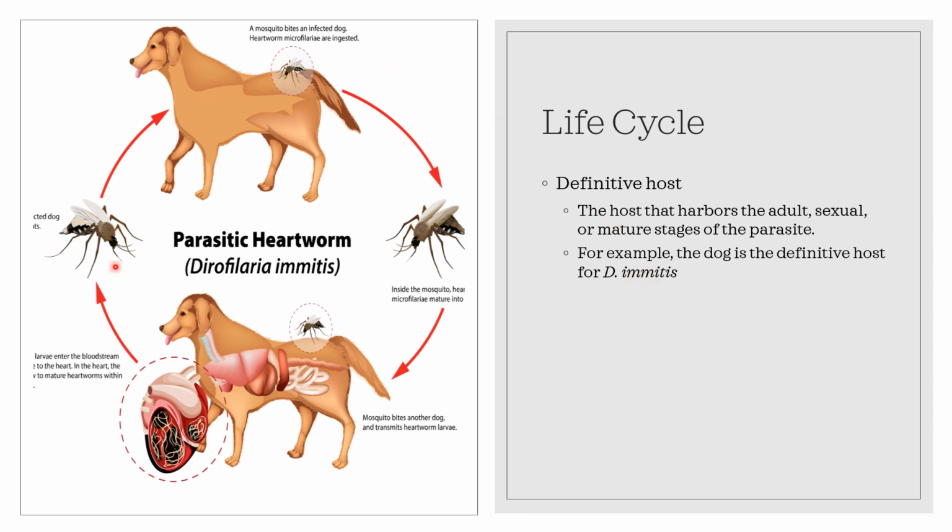In this diagram, the life cycle of the canine heartworm, the Dirofilaria immitis, is shown. So as you can see here, the dog is the definitive host of the canine heartworm, meaning that the adult, sexual, or the mature stages of the parasite are present in this host.